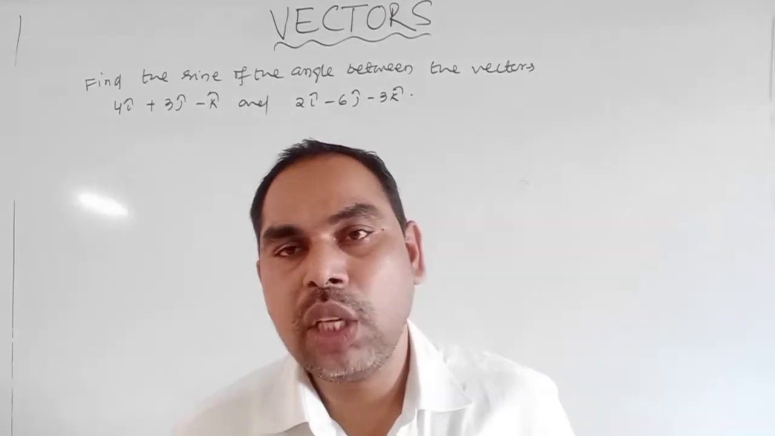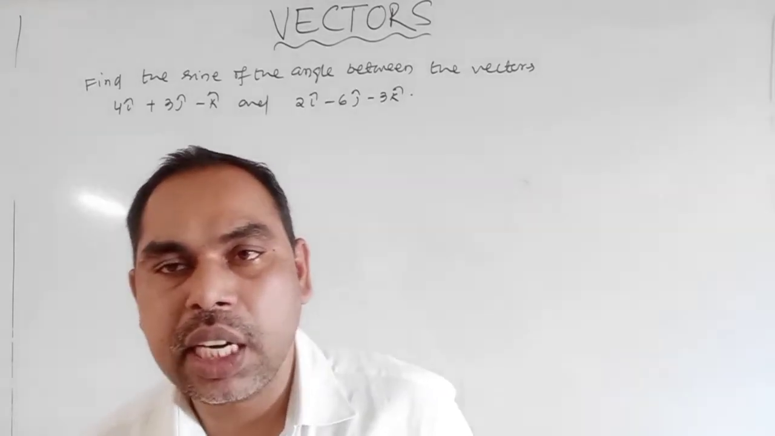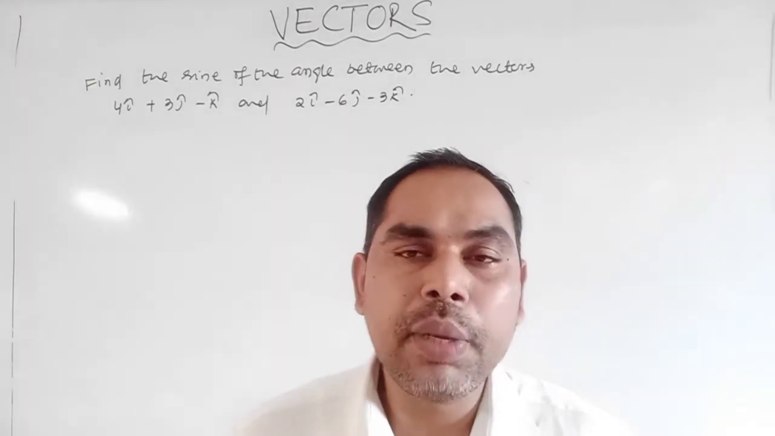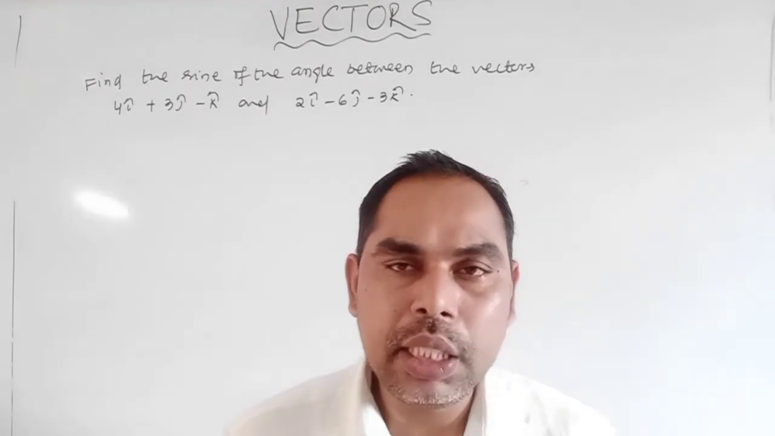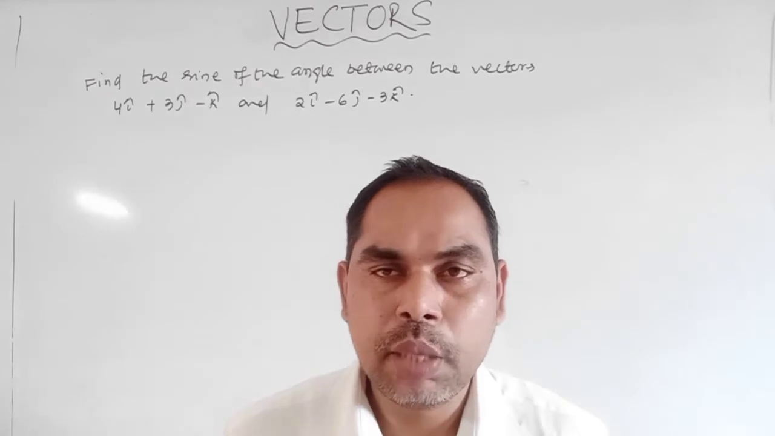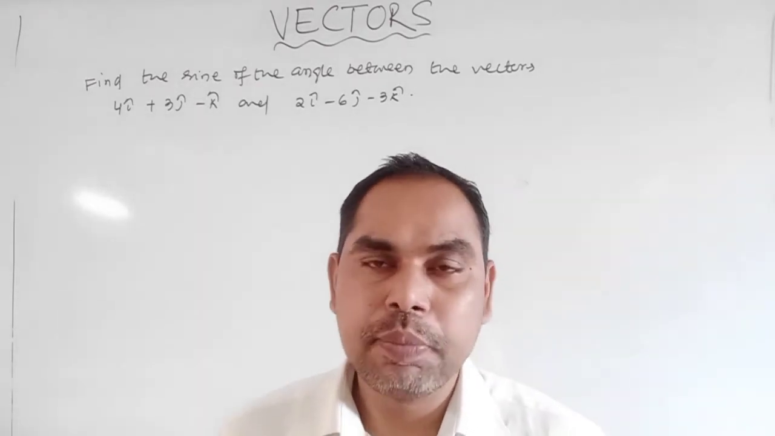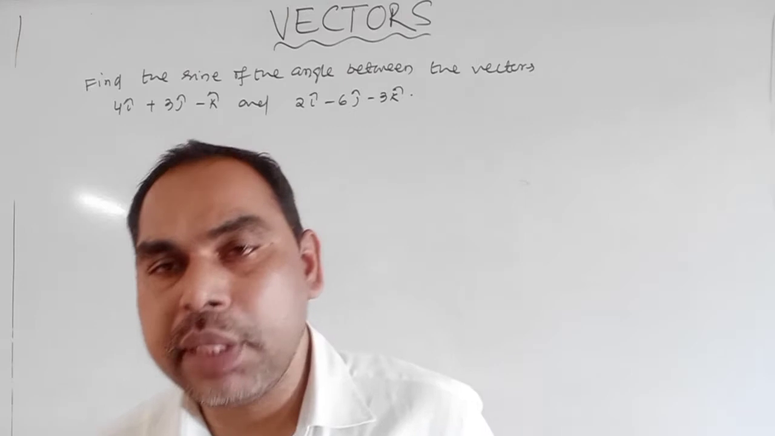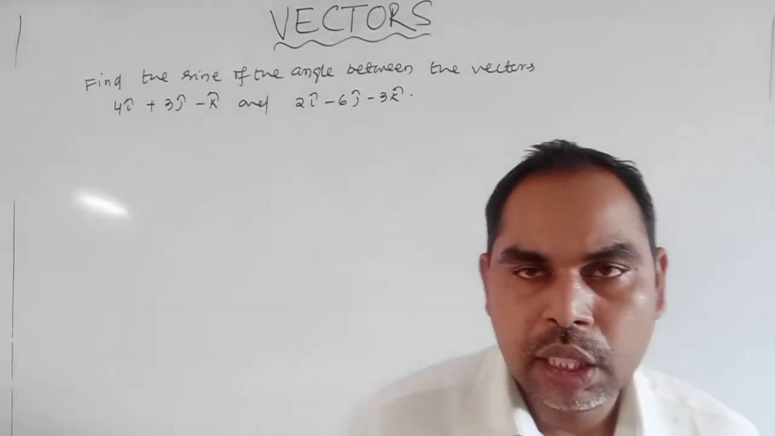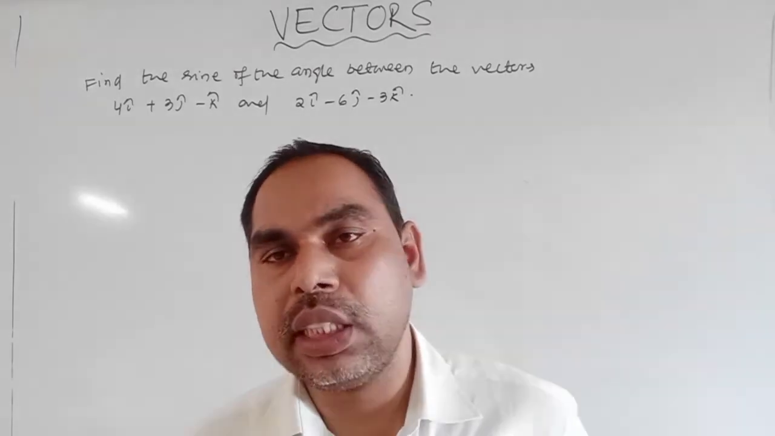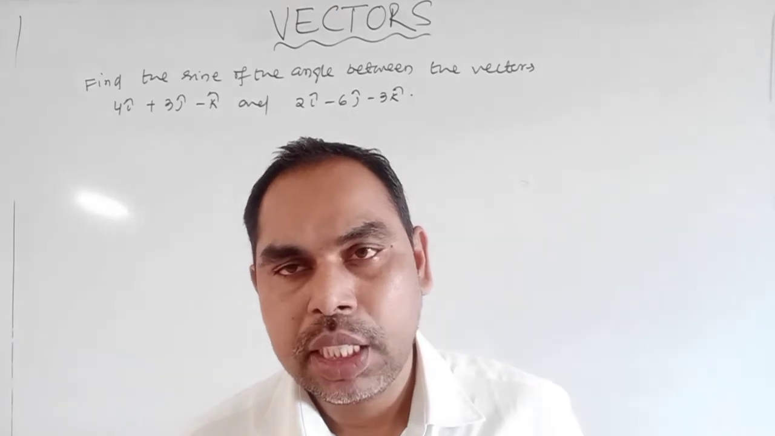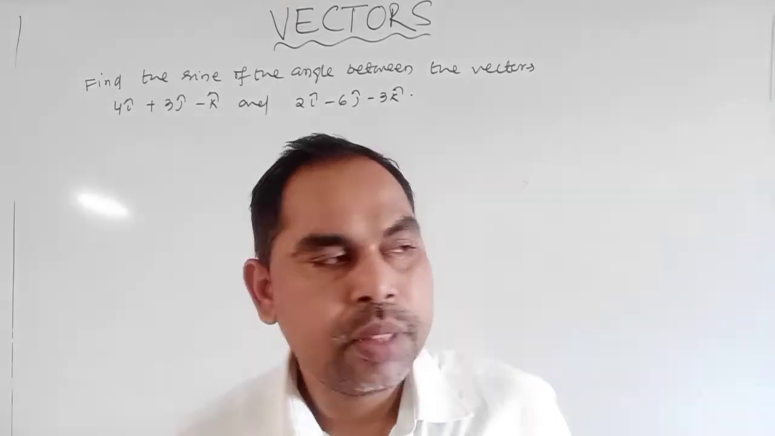Next, if A vector and B vector are two adjacent sides of a parallelogram, then mod of A cross B denotes the area of the parallelogram. Similarly, the area of triangle ABC is given by half into mod of AB cross BC, or half into mod of BC cross CA, or half into mod of CA cross AB. Okay, so this is the theory.